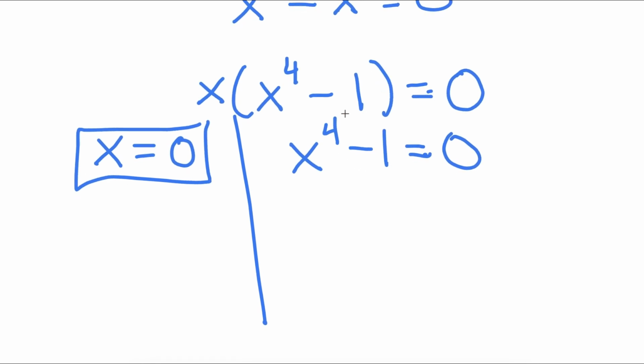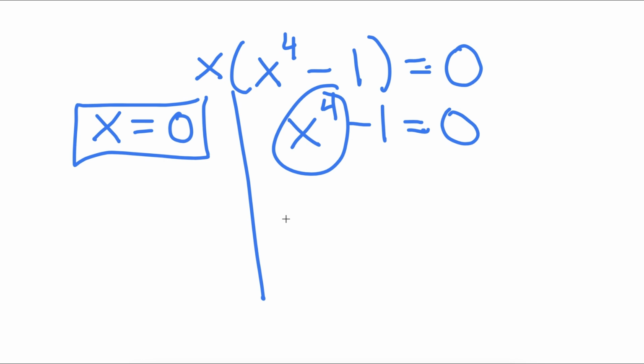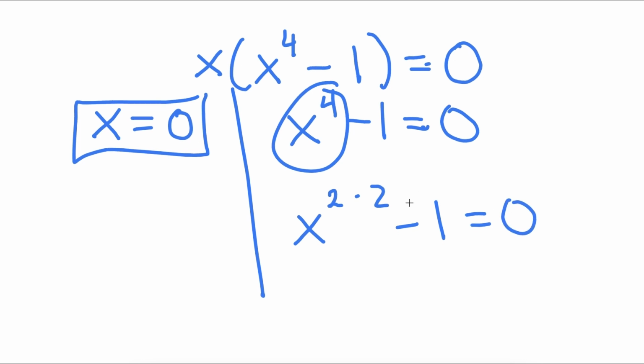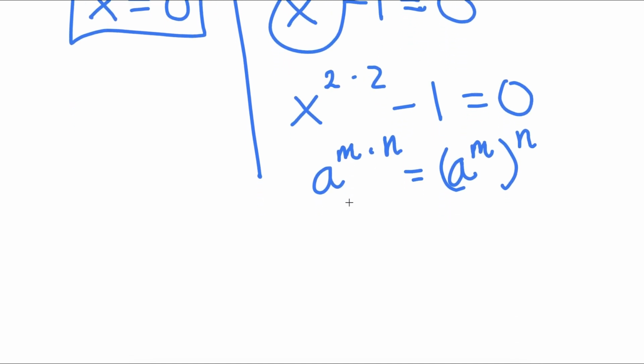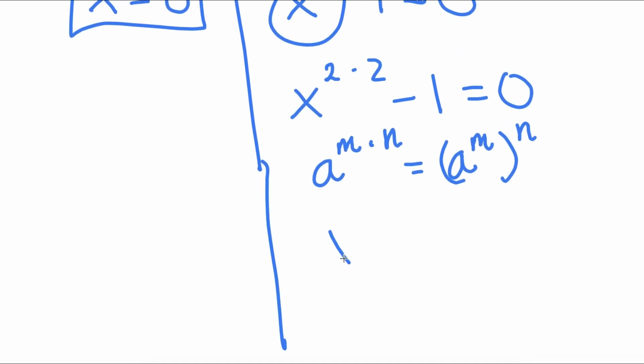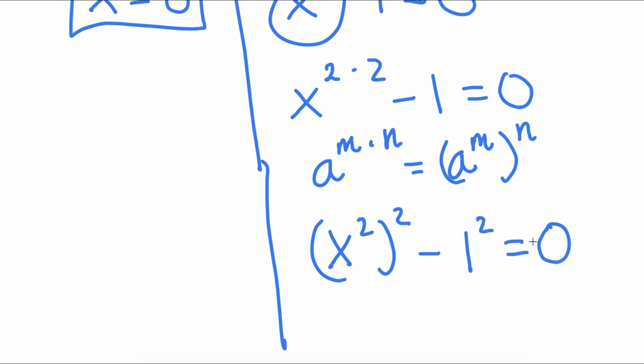So to solve this, I'm going to first rewrite x to the power of 4 here as x to the power of 2 times 2. And if I have something in the form a to the power of m times n, this is equal to a to the power of m to the power of n. So x to the power of 2 times 2, I can rewrite that as x to the power of 2 to the power of 2. Now if this minus 1, 1 is the same thing as 1 squared, which is equal to 0.